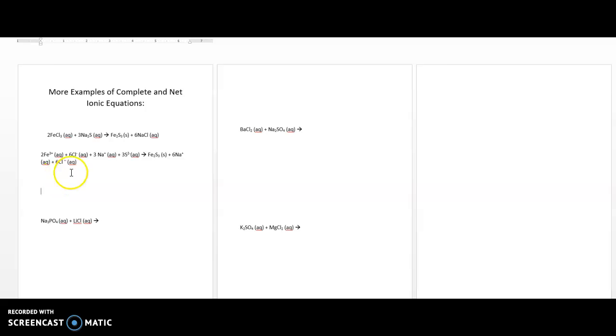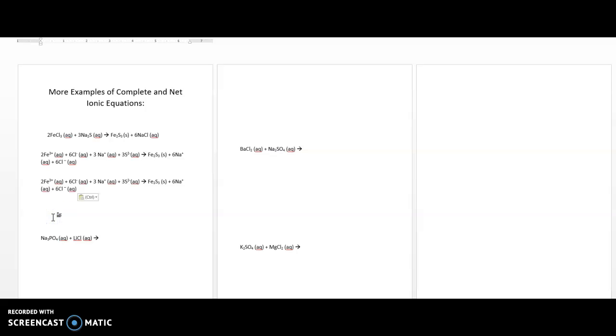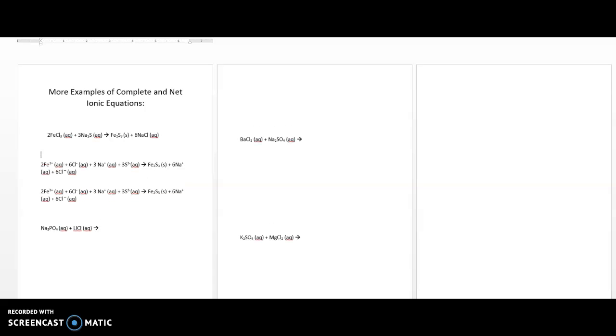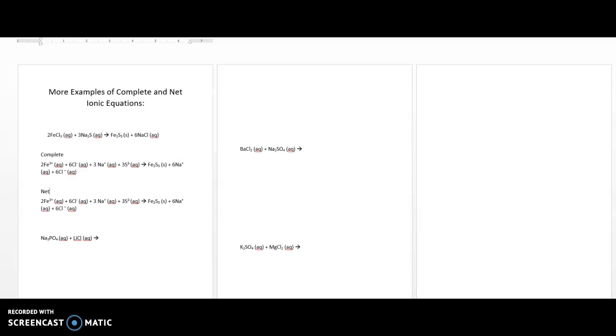Now let's do a copy and paste to make a net ionic equation, just for the sake of simplicity. So right here, this is my complete ionic equation. For my net ionic equation, what I'm going to do is get rid of any ion that does not change forms as a result of this equation. Any such ion is called a spectator ion.